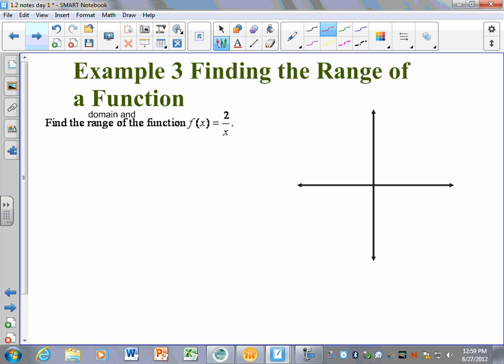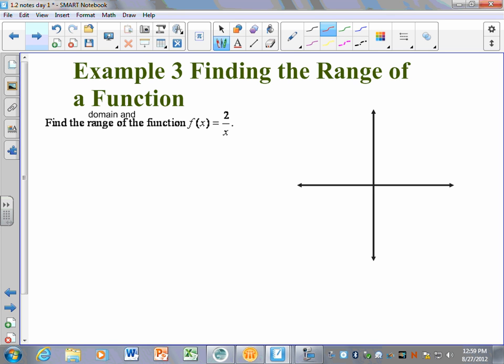Find the domain and range of the function f of x equals 2 over x. This is a rational function. Oh, I think we're going to have some asymptotes. Again, if we think about domain as being what x is not allowed to be, just looking at that equation, what could you tell me I'm never going to be allowed to have as x?